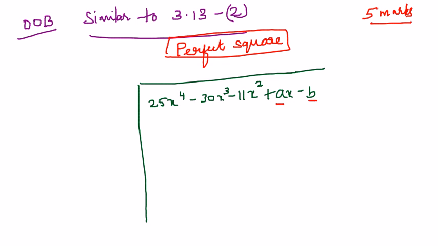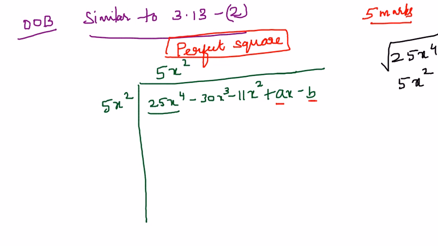So first we have to proceed in the same way like how we find the square root of a given polynomial, right? So first let's take 25x power 4 and find the square root of this. That is the first step. The square root of 25 is 5, and the square root of x power 4 is x squared. So I'm going to write 5x squared and also 5x squared in the quotient here. Now we multiply this 5x squared and this 5x squared, and what we get is 25x power 4, right?